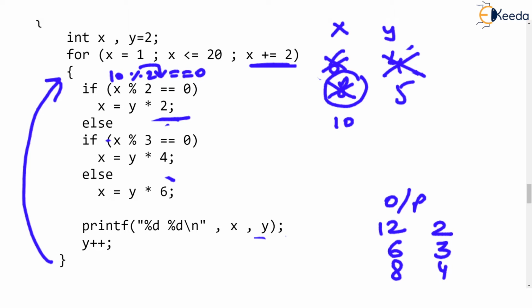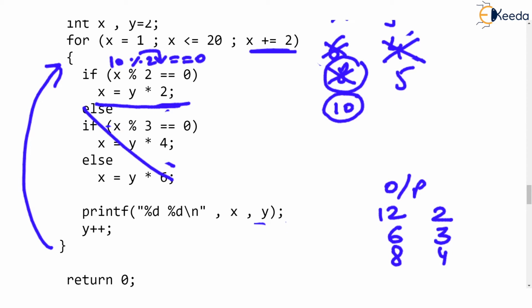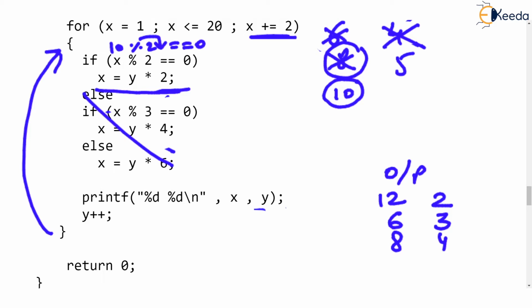So x will become y into 2. So x will become 5 into 2, which is 10. So it remains 10 and this else doesn't run. And the next output is 10 followed by 5. X and y are printed. So 10 and 5. But then y plus plus here will make y as 6.